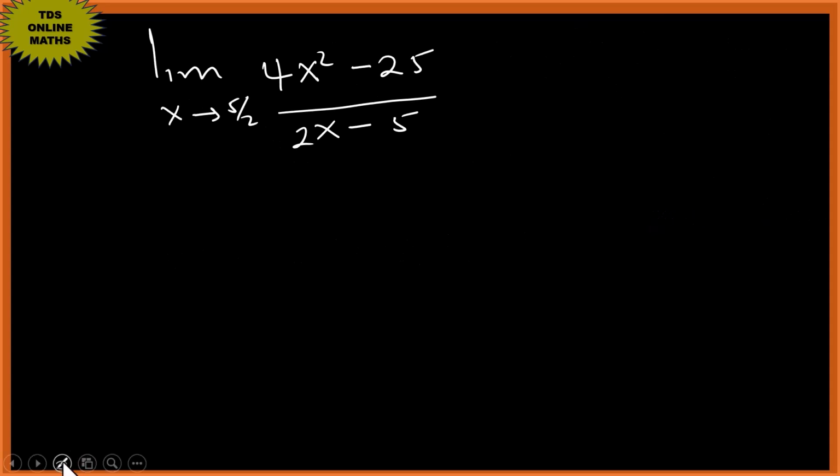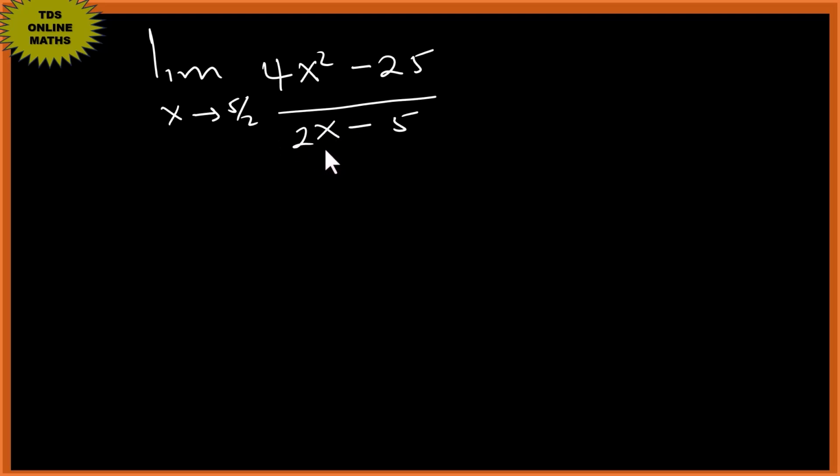All right, so we are given the limit of a function, x squared minus 25 over 2x minus 5, as x approaches 5 over 2.